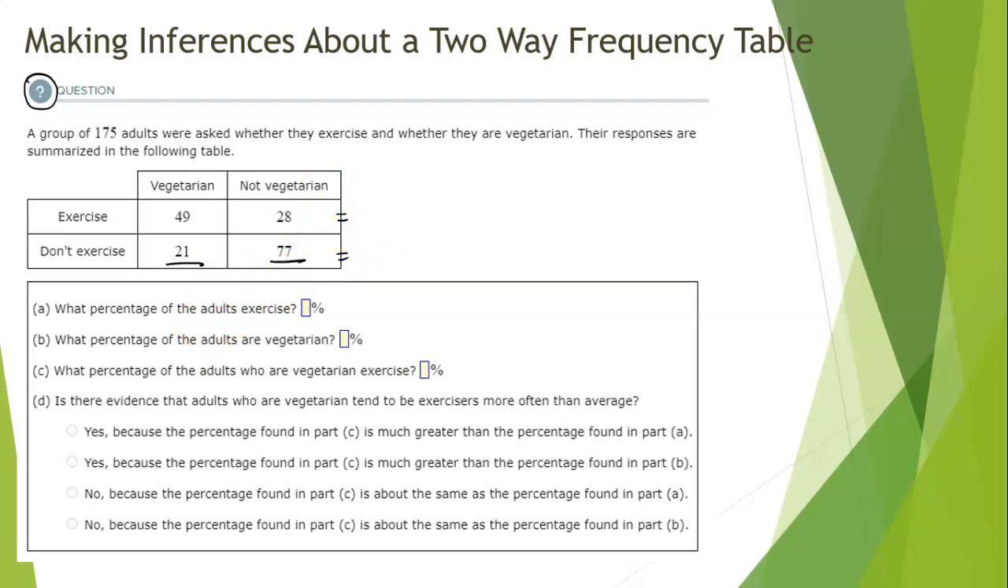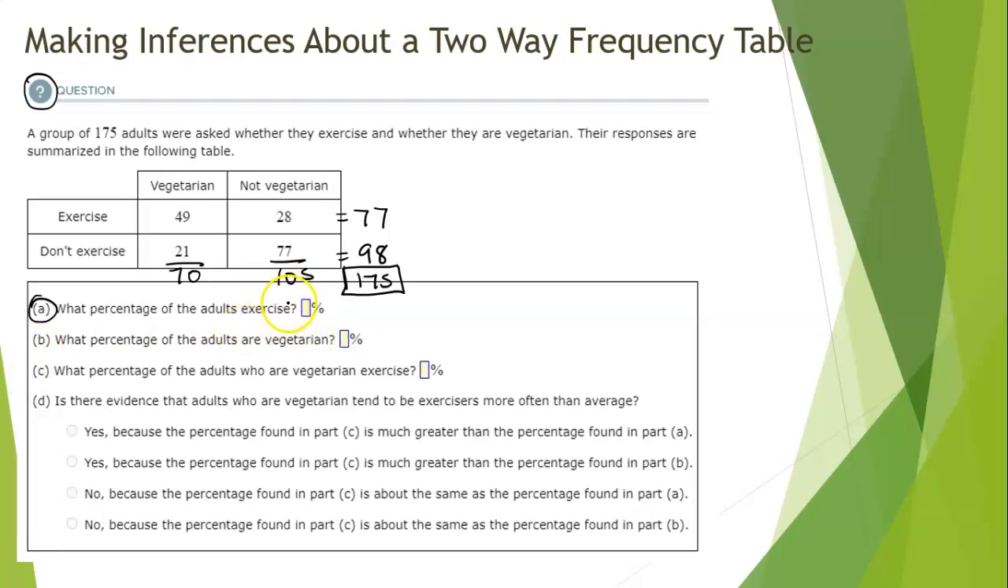You should have started by adding 49 and 28, and that gives you 77. 21 and 77 gives you 98. 49 and 21 gives you 70. And 28 and 77 gives you 105. The total of everything added together is 175. All right, you pause the video and see if you can find just A on your own now.